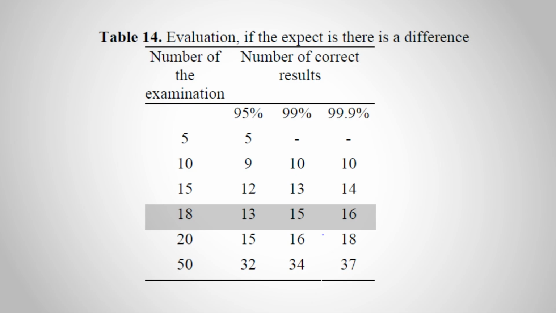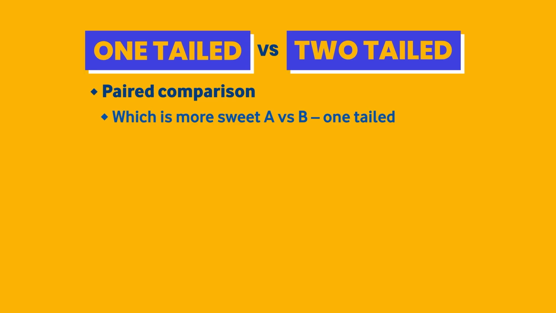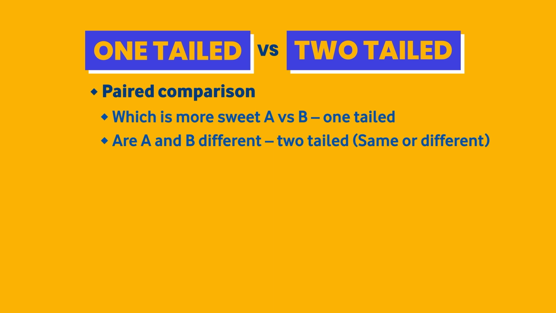There are 2 different tables. They depend on what kind of response there can be: 1 tail or 2 tail. Say, for example, pair comparison: which is more sweet? The individual can answer only one, A versus B. It is either A is more sweet or B. That situation is called 1 tail. But if we ask whether A and B are different, it is possible that they could be the same or different. So this is 2 tail.